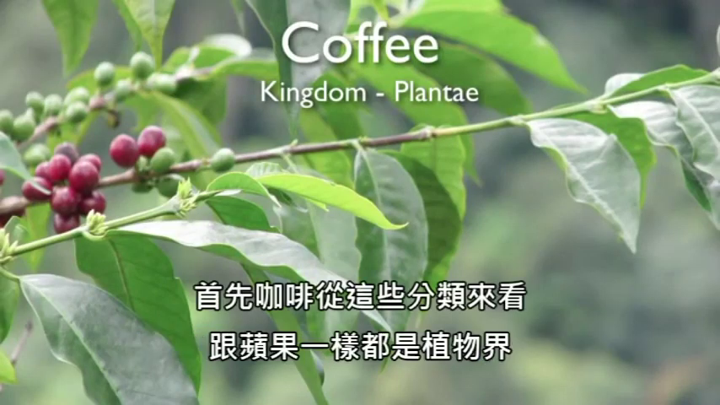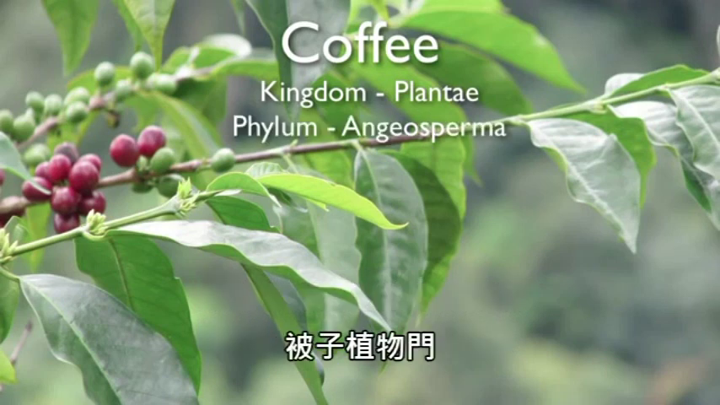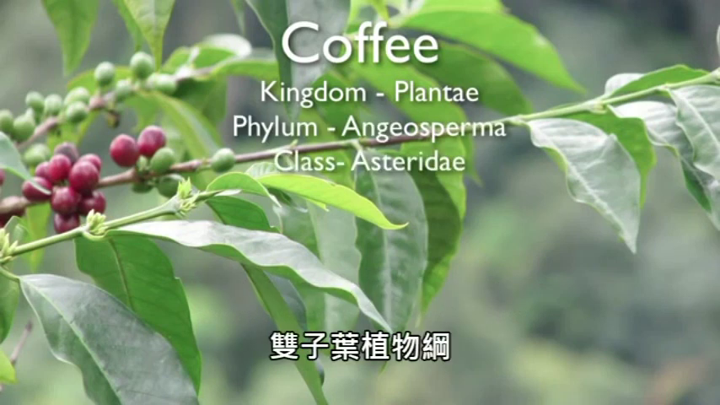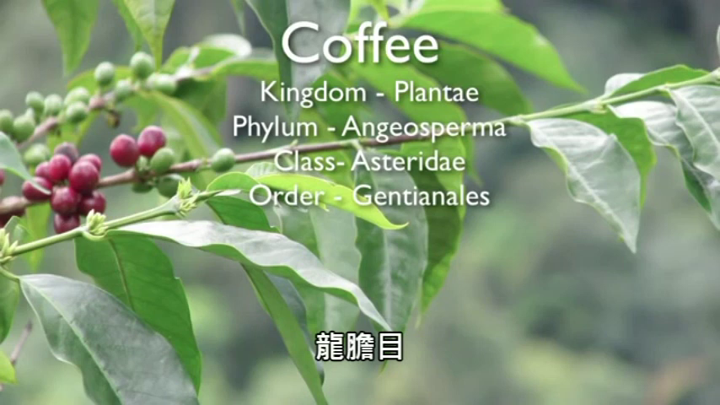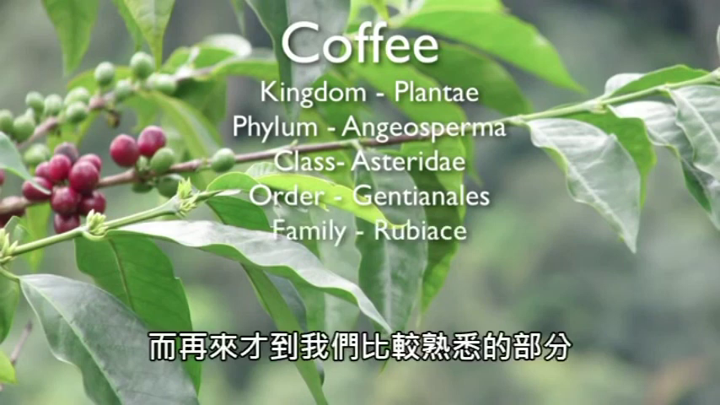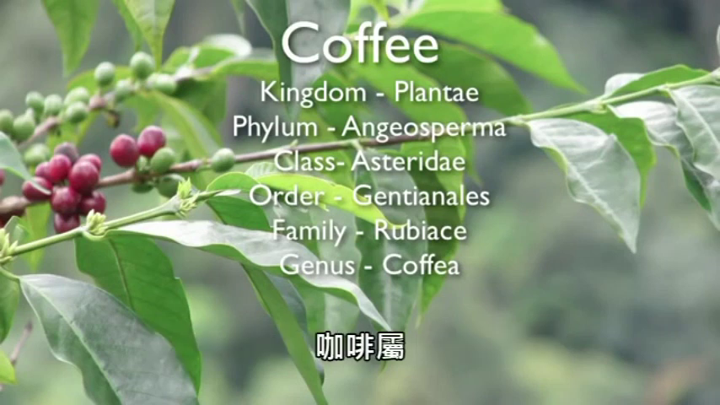In coffee, the kingdom of coffee is in the plant kingdom, just like apples, which is Plantae. Next, we have the phylum Angiosperma, the class is Asteridae, the order is Gentianales, the family is Rubiaceae, and finally we get to something that's more specific and recognizable, the genus, which is Coffea.